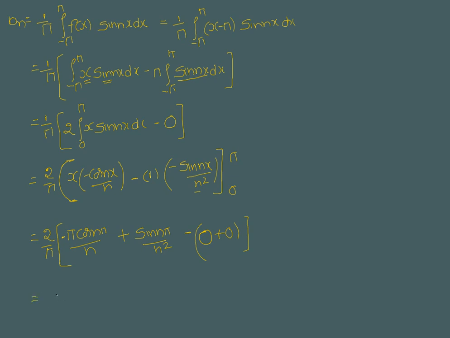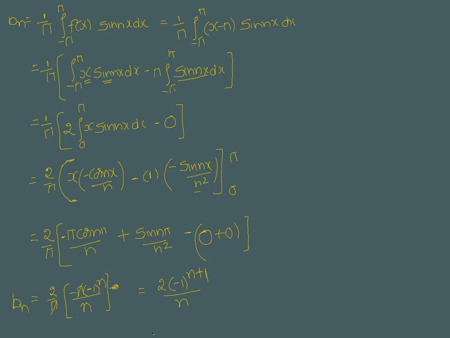Therefore we are left with 2 by pi times [minus pi cos n pi, which is minus 1 power n, plus sin n pi, which is 0], the whole divided by n. The pi will get cancelled. So 2 into minus 1 power n plus 1 by n. So this is the b_n value.